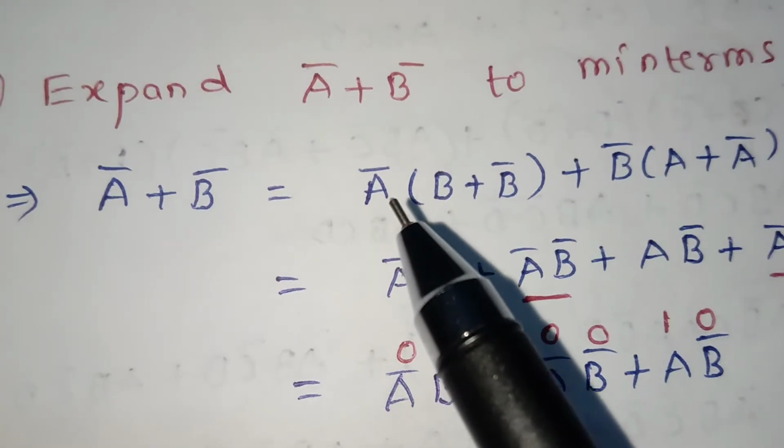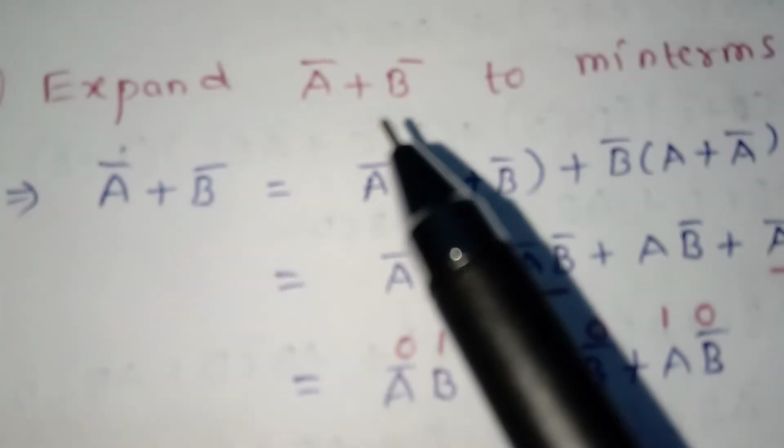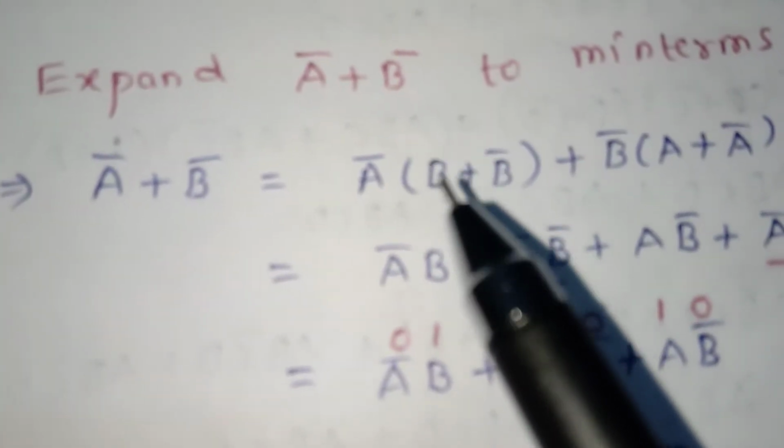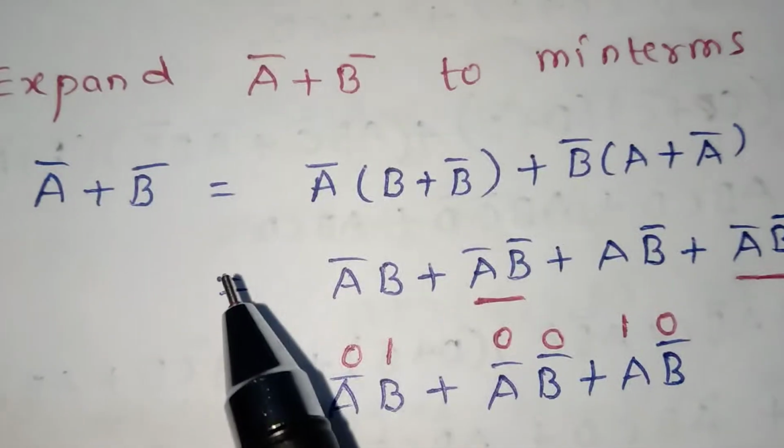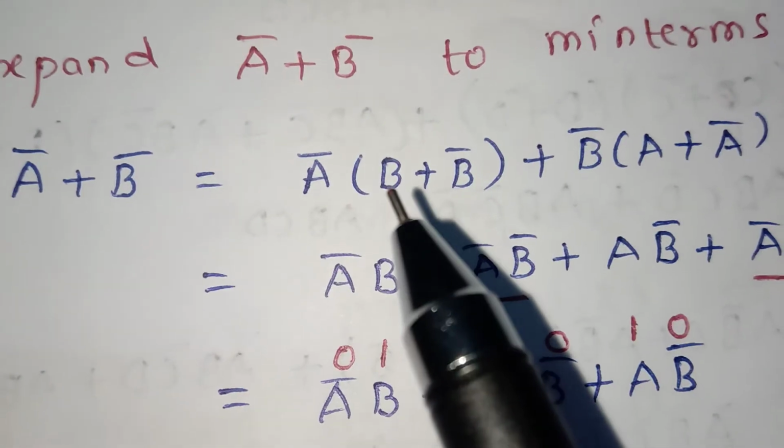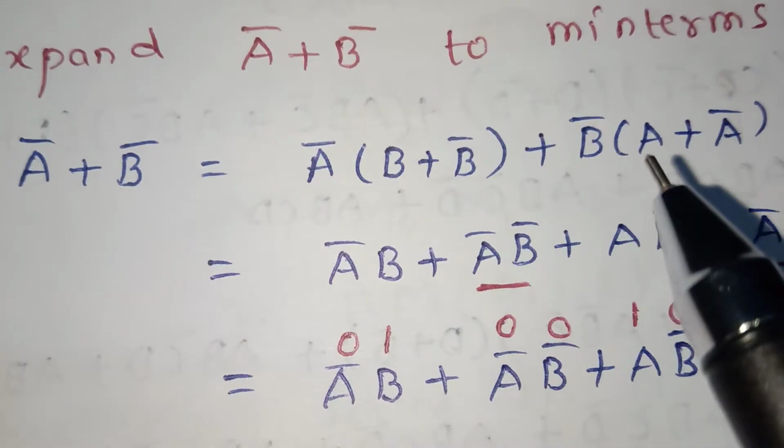We know that here a bar plus b bar is given. In a bar, b is the missing term and b bar a is the missing term. Therefore, what should we have to do? We have to multiply with b plus b bar and a plus a bar.